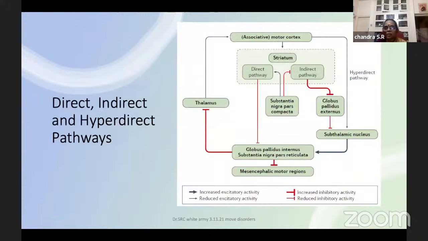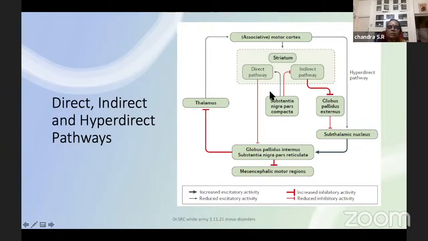So then we know that in the classes, we always describe the circuits in the basal ganglia, which connect the cortex, the basal ganglia, and carry the information to the brainstem. We have got 3 important pathways: direct pathway, indirect pathway, and hyperdirect pathway, and 2 more, nigrostriatal and striatonigral. But always direct, indirect, and hyperdirect, we should not forget.